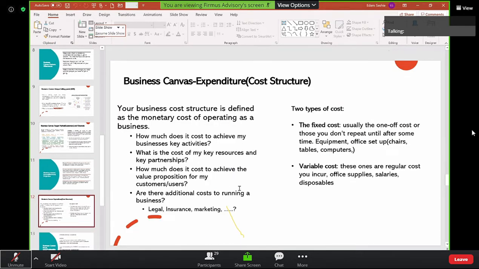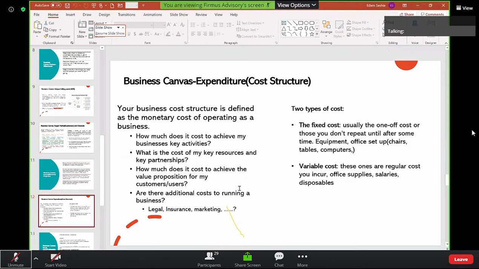Another key aspect of the canvas is your expenditure. The expenditure would usually be the activities that will lead to you paying for things in setting up the business. It's very important to have an idea how much you're going to be spending on various things, salaries and all that.